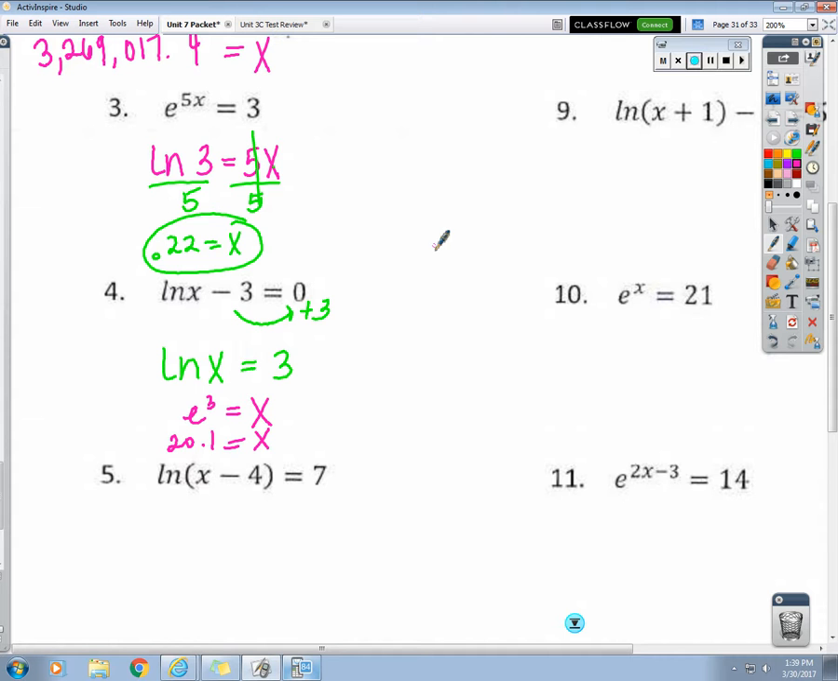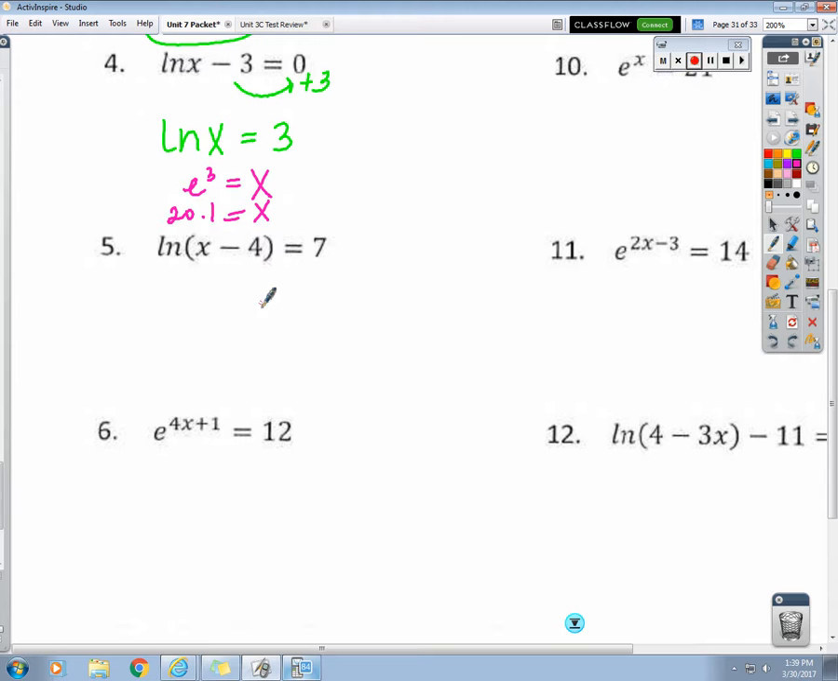Alright, number 5. Look at the difference between 4 and 5. 4 has no parentheses. That's why we were able to go ahead and add that 3 over first. But 5 has parentheses. So you can't add that 4. It's trapped inside. You need to go ahead and rearrange it first. What will it look like when it's rearranged? Right. Now that it's on the other side, now the 4 is free to move. And how do you move it? Add the 4. So x equals e to the 7th plus 4, which is what? 1,100.63.